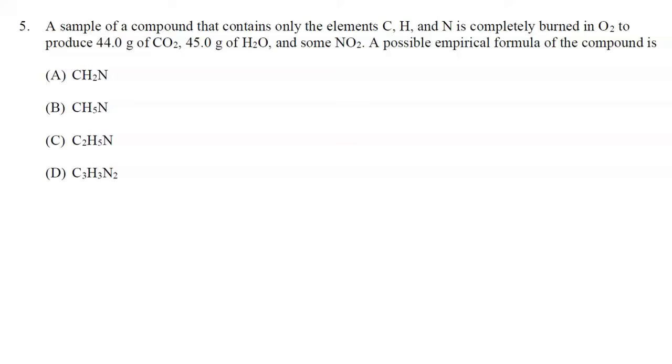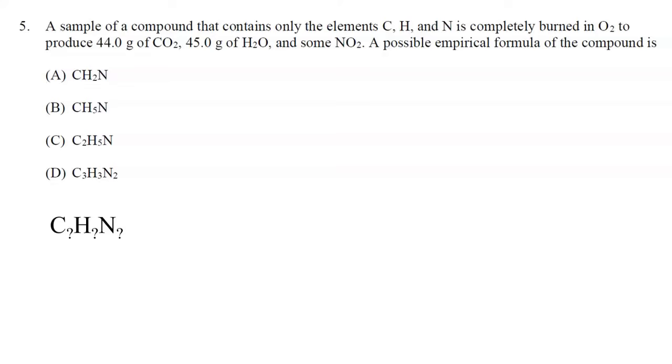Question 5. A sample of a compound that contains only the elements carbon, hydrogen, and nitrogen is completely burned in O2 to produce 44.0 grams of carbon dioxide, 45.0 grams of water, and some nitrogen dioxide. A possible empirical formula of the compound is. So our job in this particular question is to figure out the correct answer, the empirical formula of the compound. So right now, we don't know what the compound is. I wrote down C, H, and N with question marks for the subscripts.